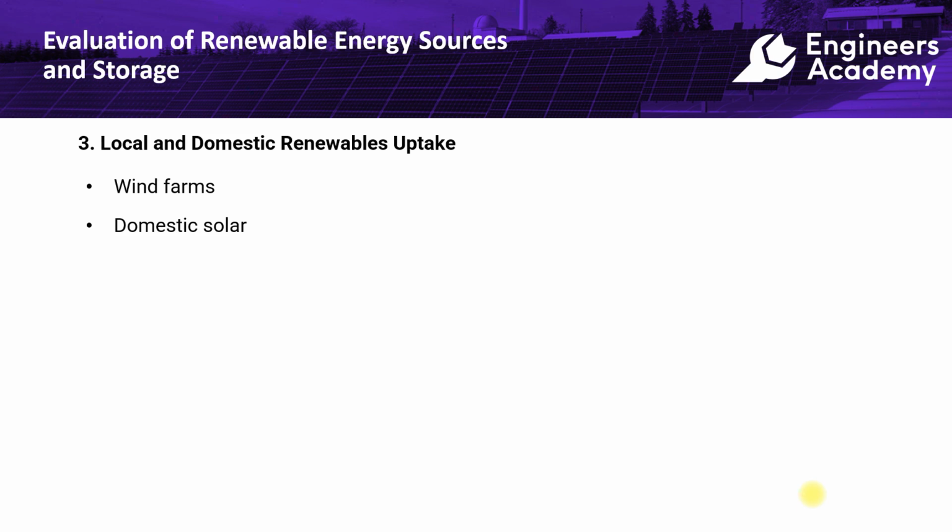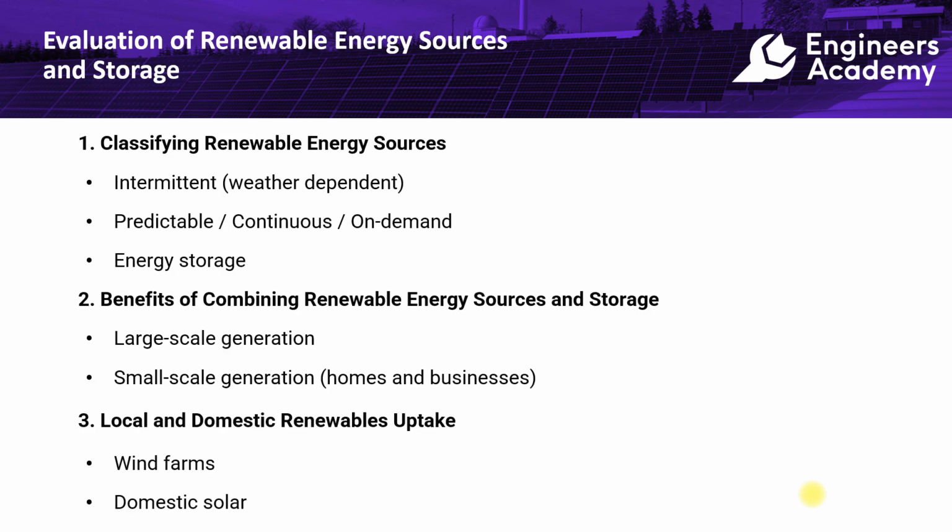So just to summarise then, in this video we've looked at how we can classify renewable energy sources based on whether they're intermittent or weather dependent, predictable, continuous or on demand, and we've also considered the benefits of different energy storage technologies. We've discussed the advantages of combining different renewable energy sources and storage rather than relying on single sources in isolation, and we considered that in the context of both large-scale and small-scale generation projects.